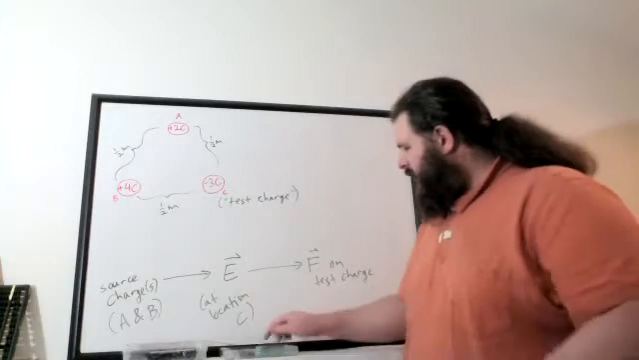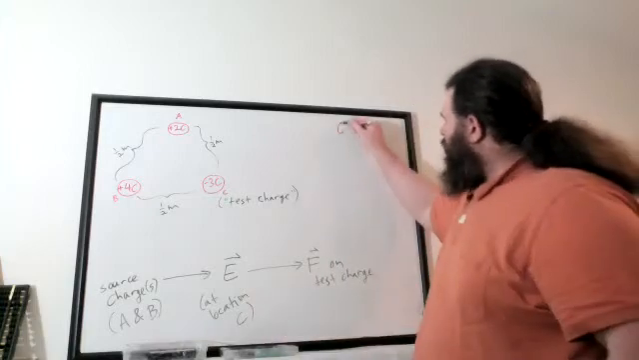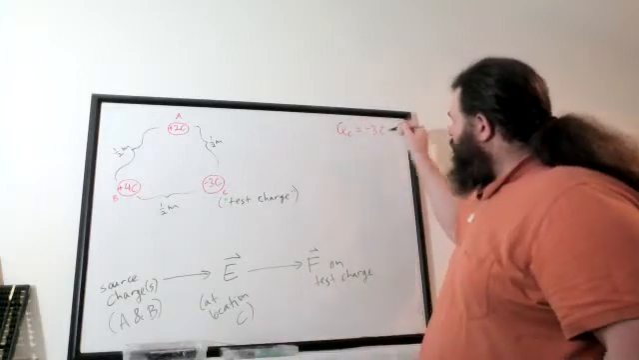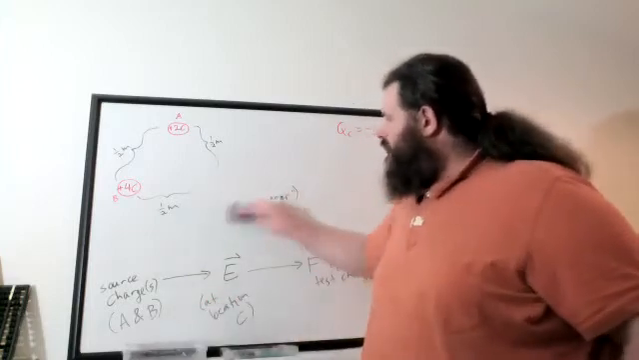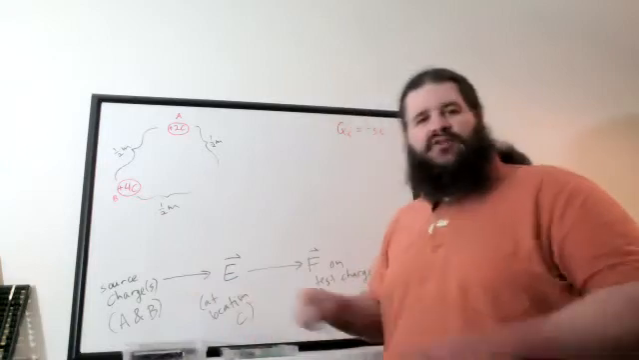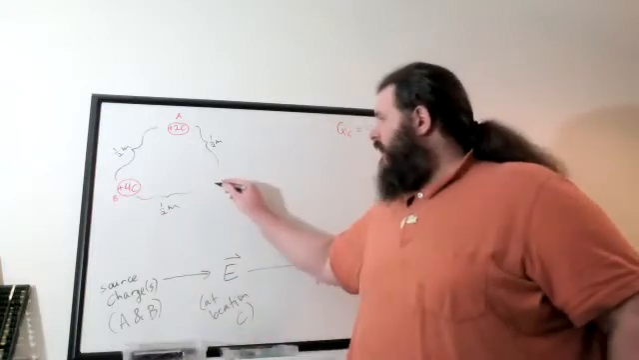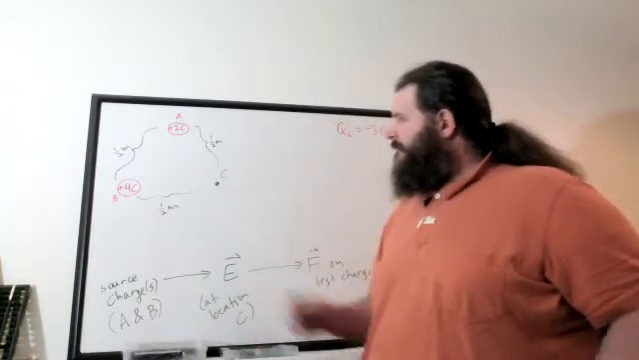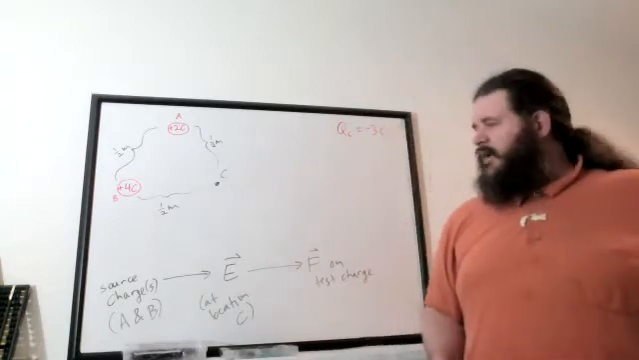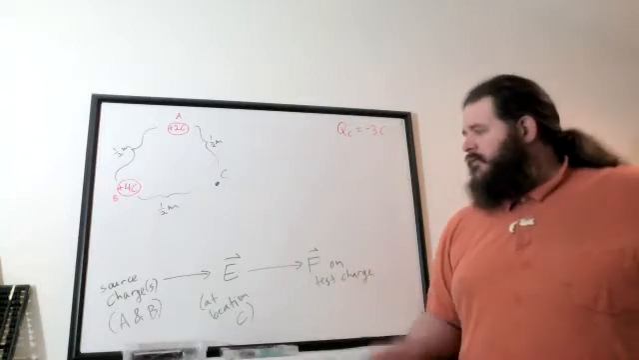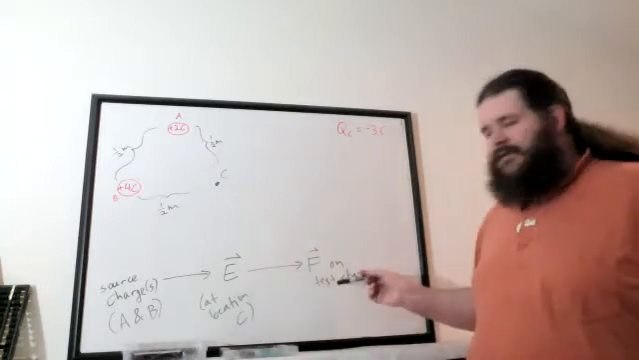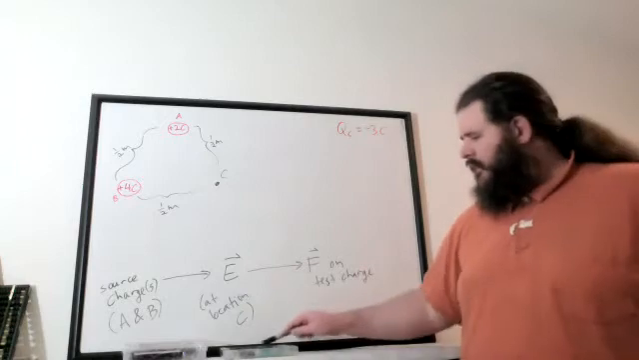So I'm just going to make a note over here that charge C is -3 coulombs. And for now, we're going to be ignoring charge C. We're just going to treat C as this empty location in space. This is just location C. We're going to start by finding the electric field at location C. And then once we find that electric field, we can use that to find the force on particle C.